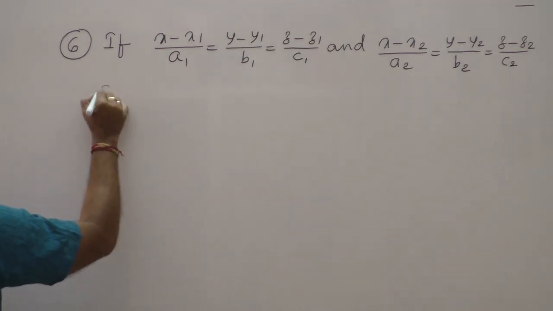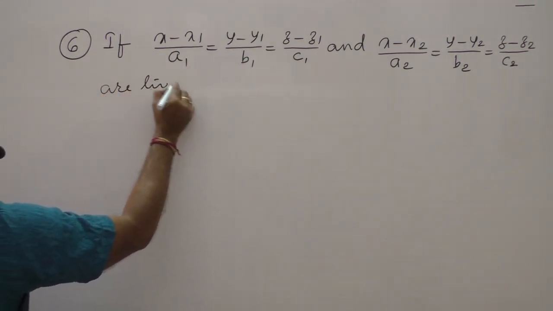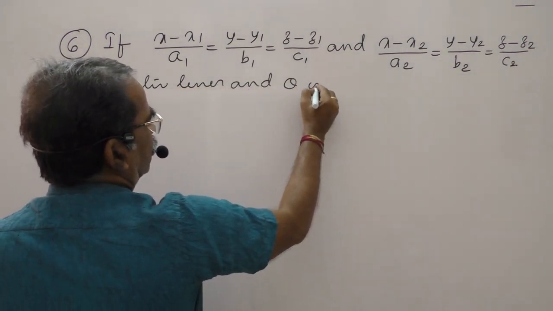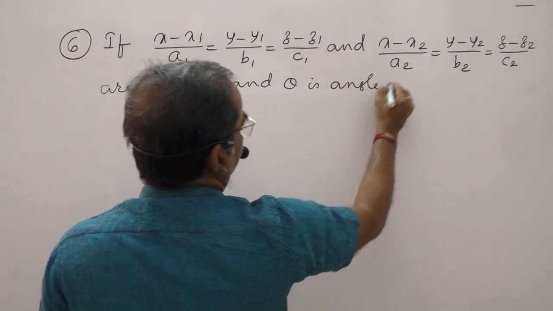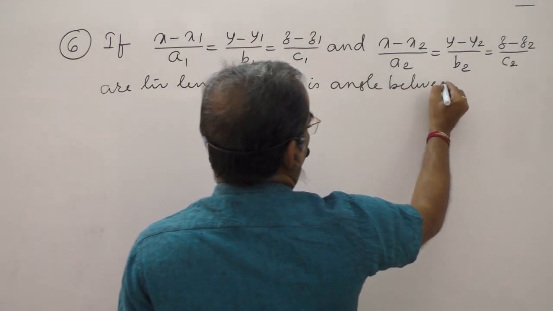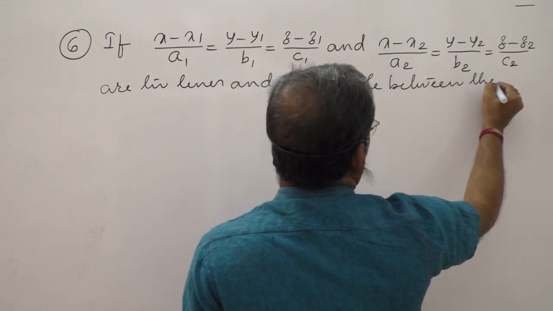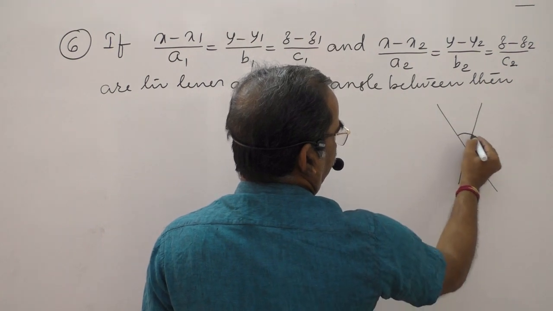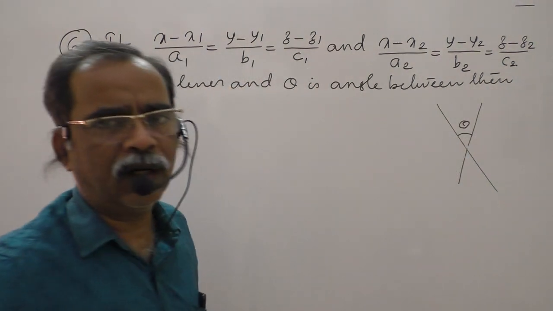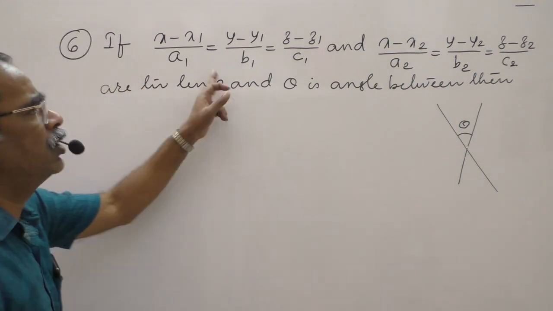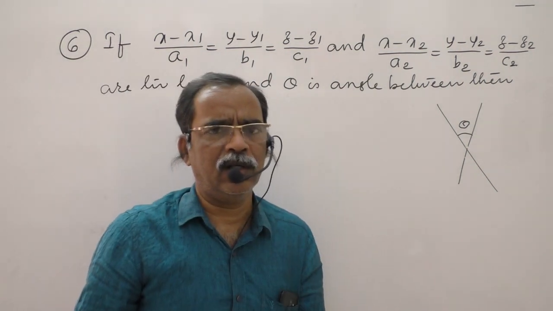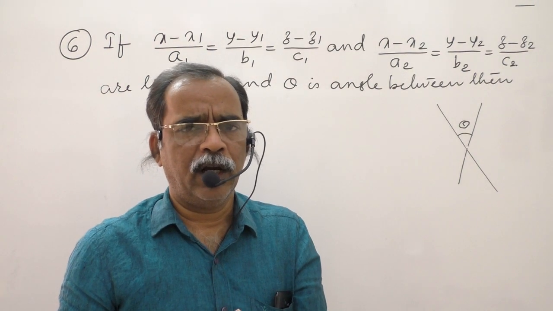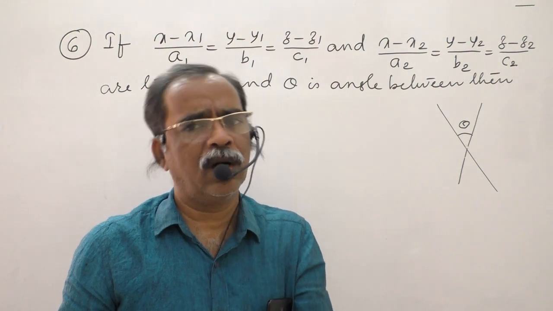If these are two lines and theta is the angle between them, then how to find cos theta? Very simple. These are two lines. We have already seen the angle between two lines in DRs and DCs. The angle can be found when you have DRs or DCs.